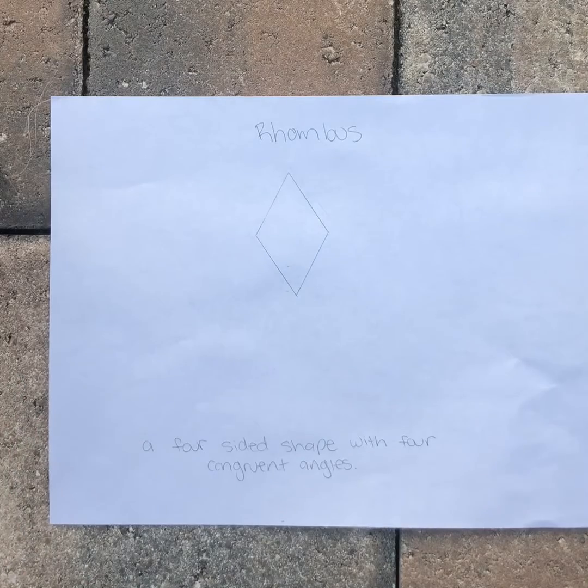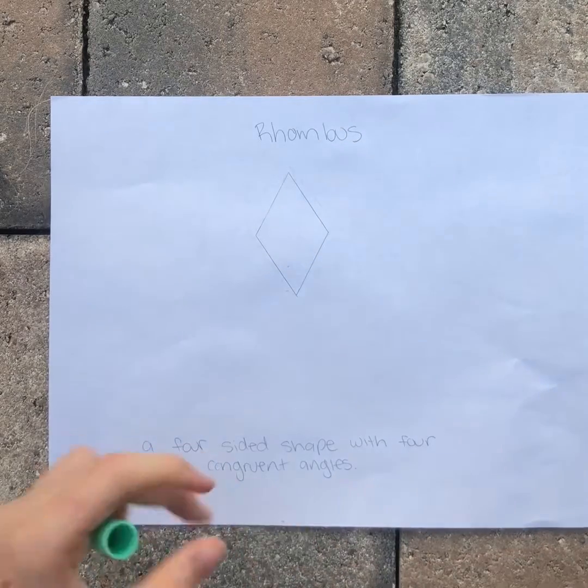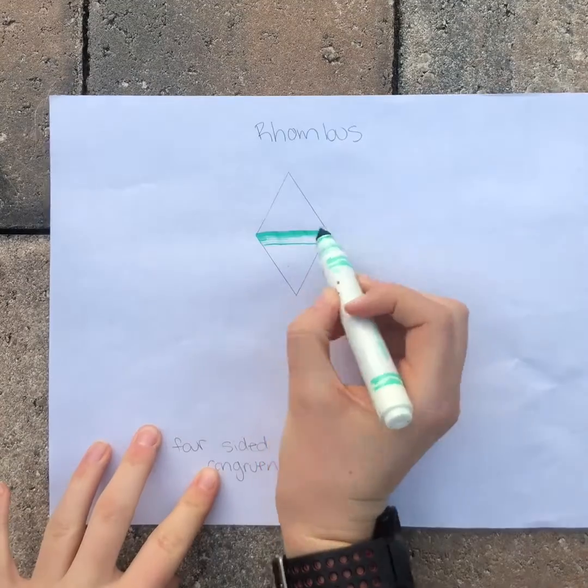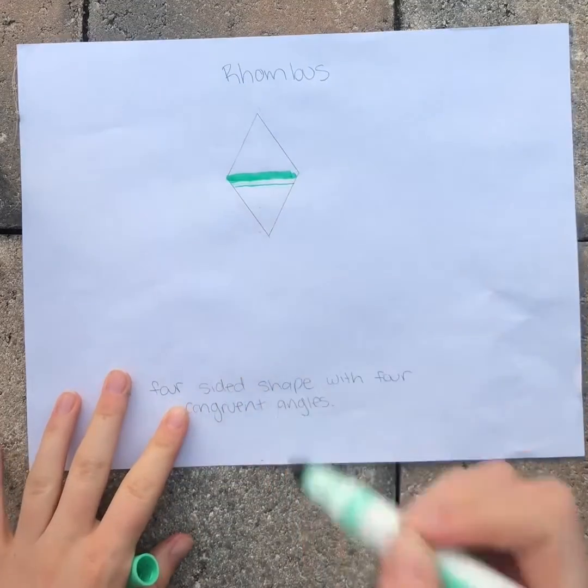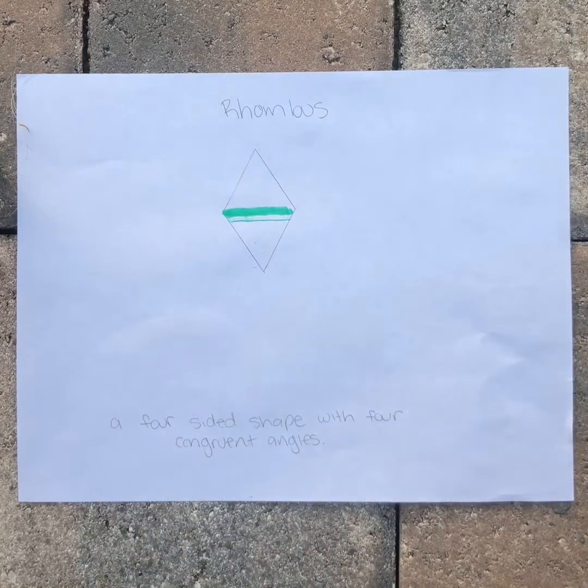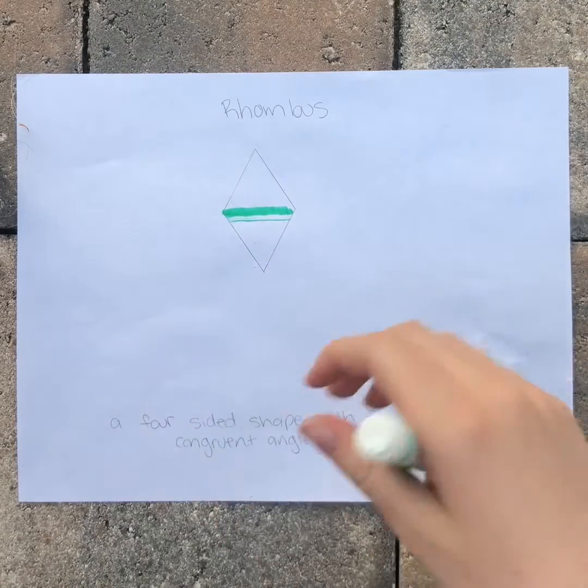This is very similar to the trapezoid. We don't know what our straight lines are because we don't have any, but we can make our own and we can break it apart. Oops. So there we go. We broke it apart and now we have 2 triangles.